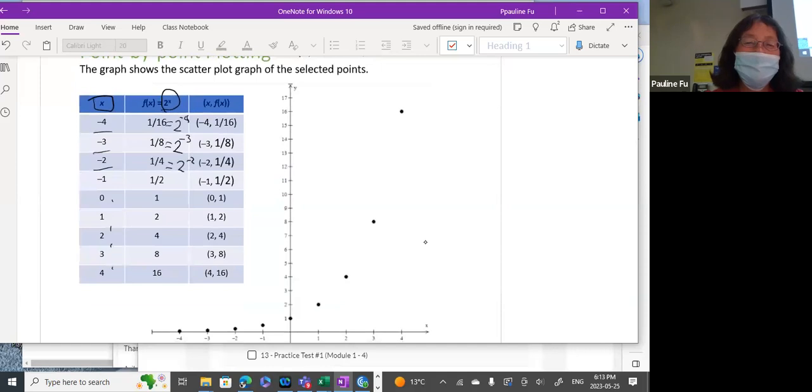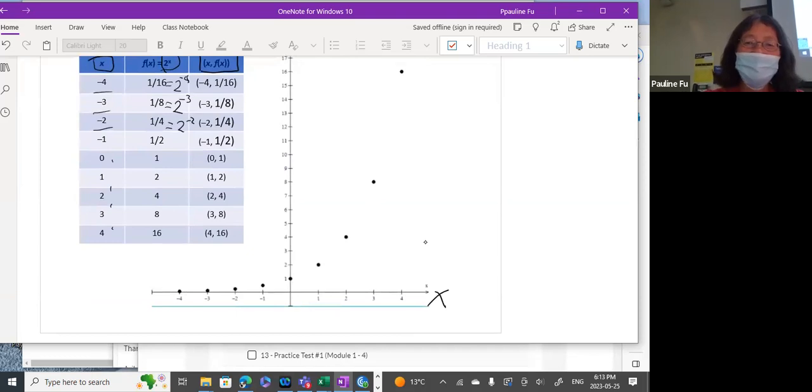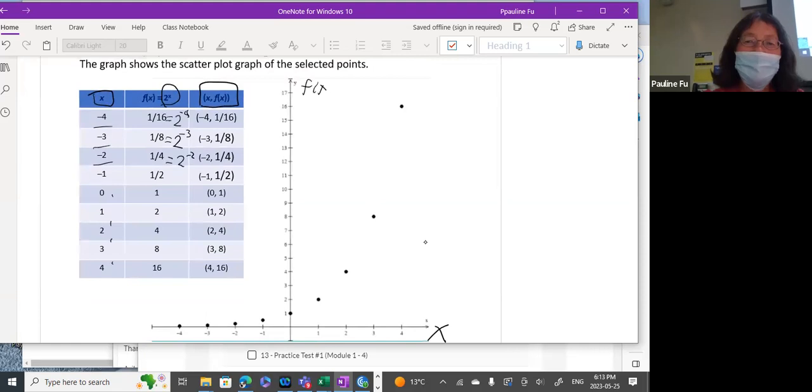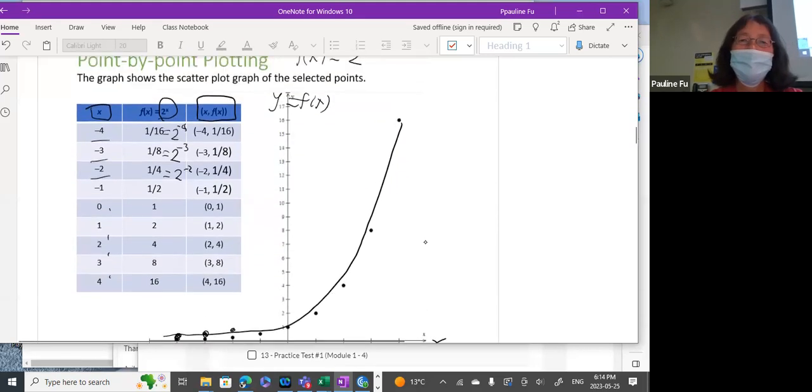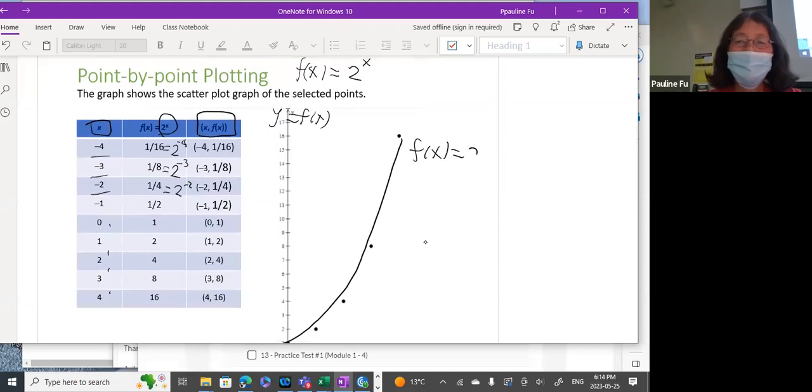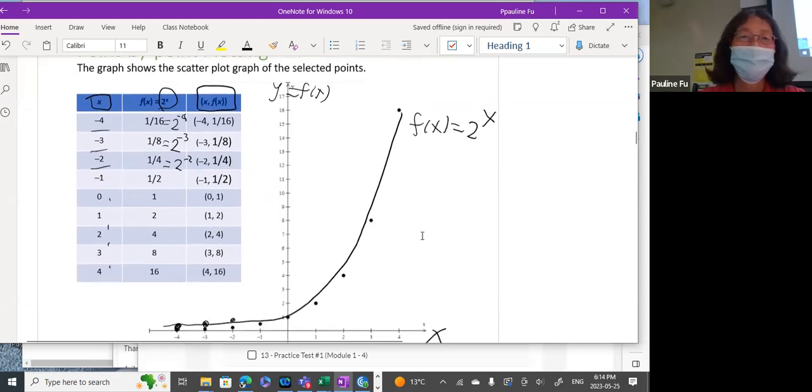And then you got x and f(x), pairs of points. You got the pairs, and you put those pairs on the graph. This is x, and this is f(x), or sometimes we also call it y. y is f(x). See, you got some points. When x equal to negative 4, y equal to 1 over 16 is here. When x equal to negative 3, y is 1 over 8, etc. And then you connect those points. This graph represents f(x) equal to 2 raised to power x. Okay. Questions? Okay.